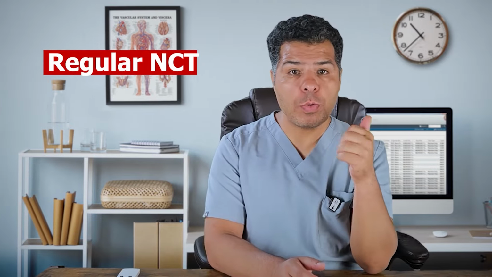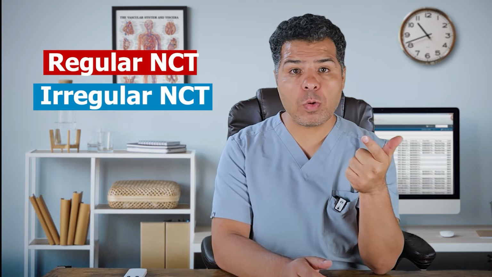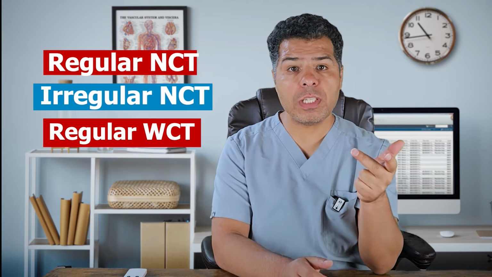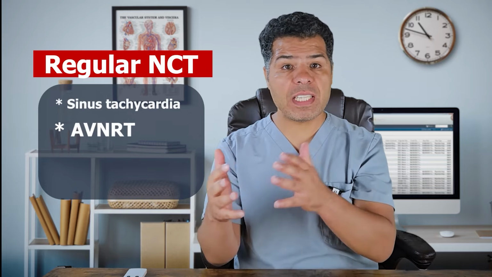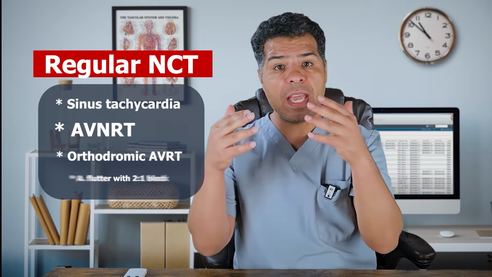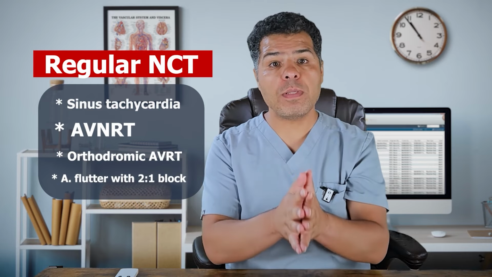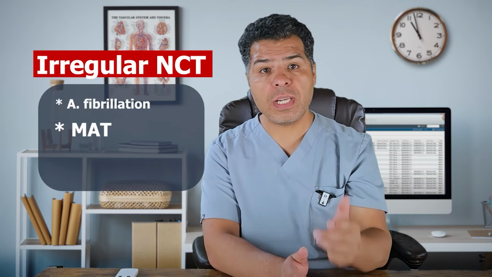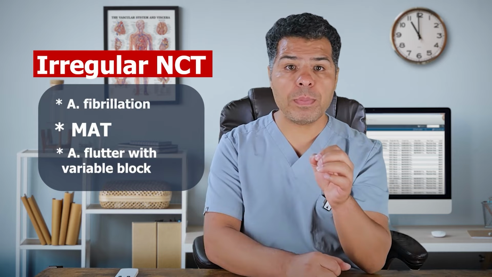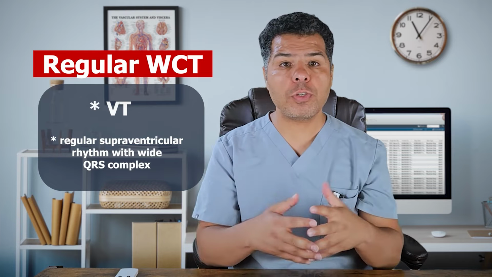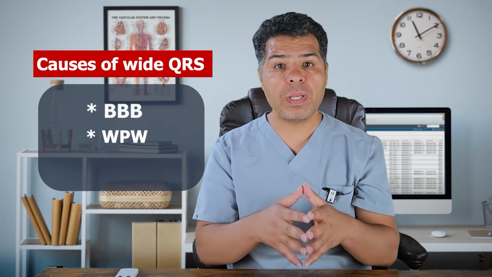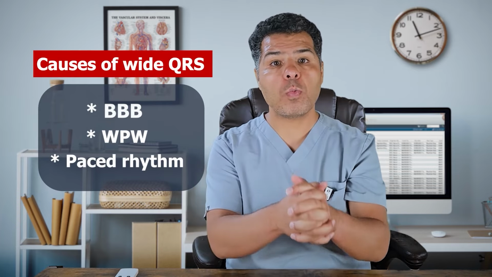Tachyarrhythmias can be classified into regular narrow complex tachycardia, irregular narrow complex tachycardia, regular wide complex tachycardia, and irregular wide complex tachycardia. Sinus tachycardia, AVNRT, SVT, orthodromic AVRT, and atrial flutter with 2 to 1 block are examples of regular narrow complex tachycardia. Atrial fibrillation, multifocal atrial tachycardia, and atrial flutter with a variable block are examples of irregular narrow complex tachycardia. Ventricular tachycardia and any regular supraventricular rhythm with an underlying cause of wide QRS like a bundle branch block, WPW, and paced rhythm are examples of regular wide complex tachycardia.